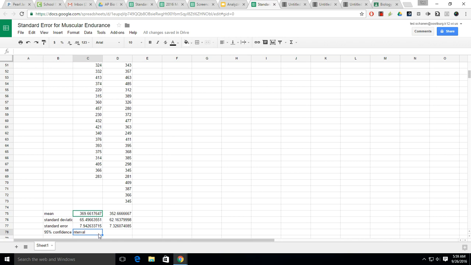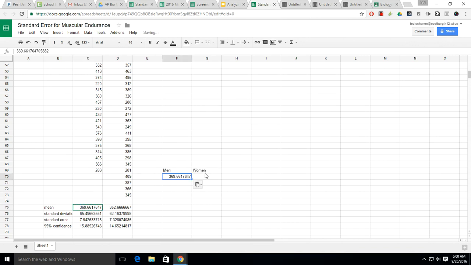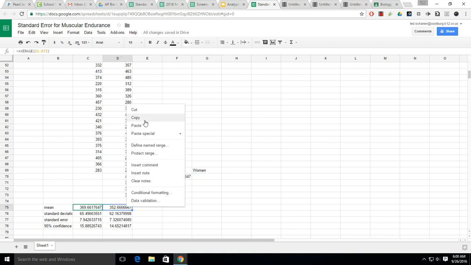Okay, so to do this, we are going to double the standard error. There we go. So from here, we're going to make a graph. So we have men and women, and the graph is going to be of our means. That's the height of the bars.